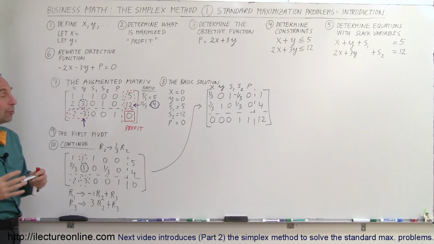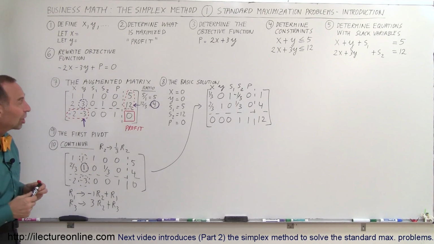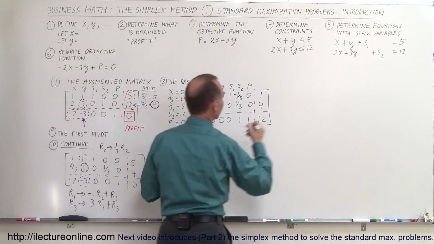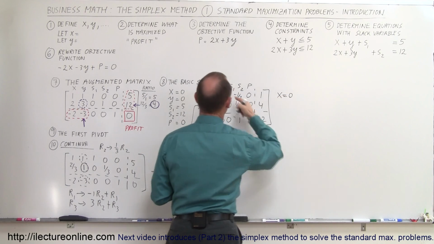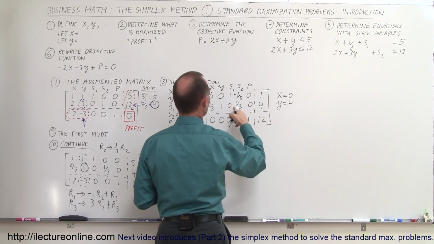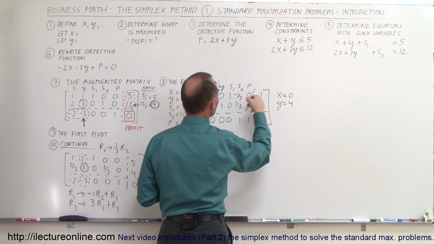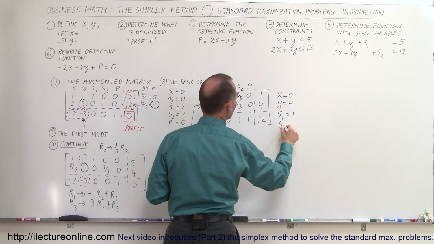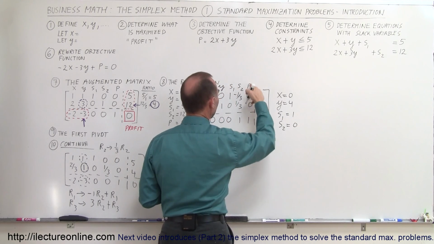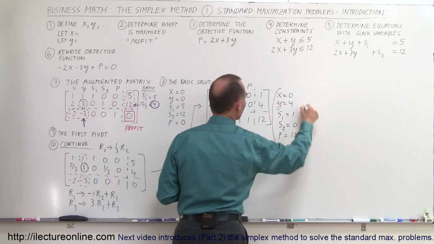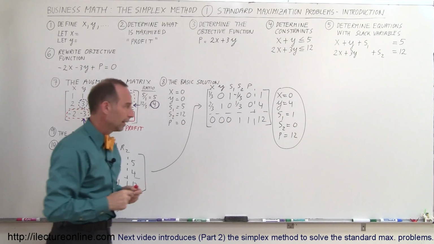Okay, so now I have my new matrix, and what has changed now? Notice from this, I determined that X is still 0. Y is now equal to 4. I can see that slack variable 1 is equal to 1, S1 is equal to 1, and S2 is equal to 0, and the profit is now equal to 12. So that's an intermediate value, or an intermediate solution.